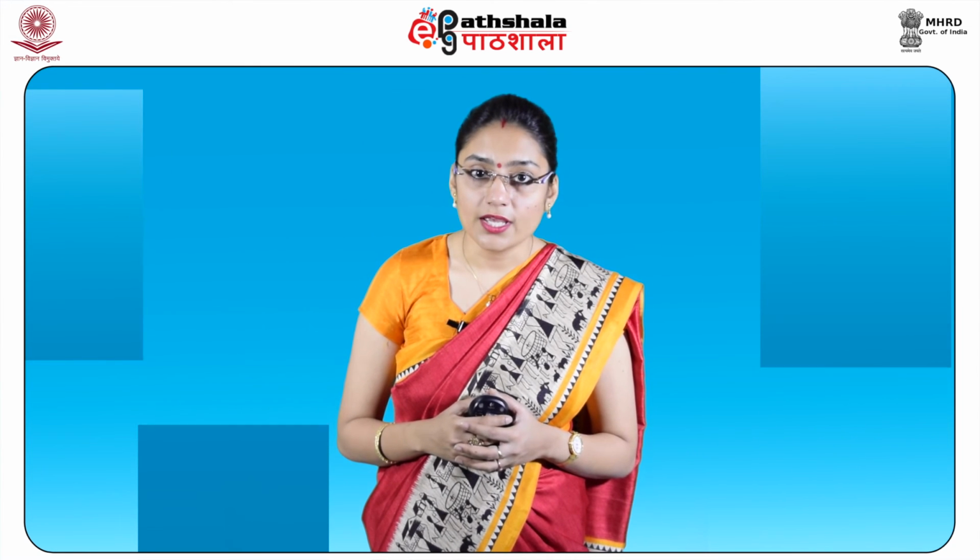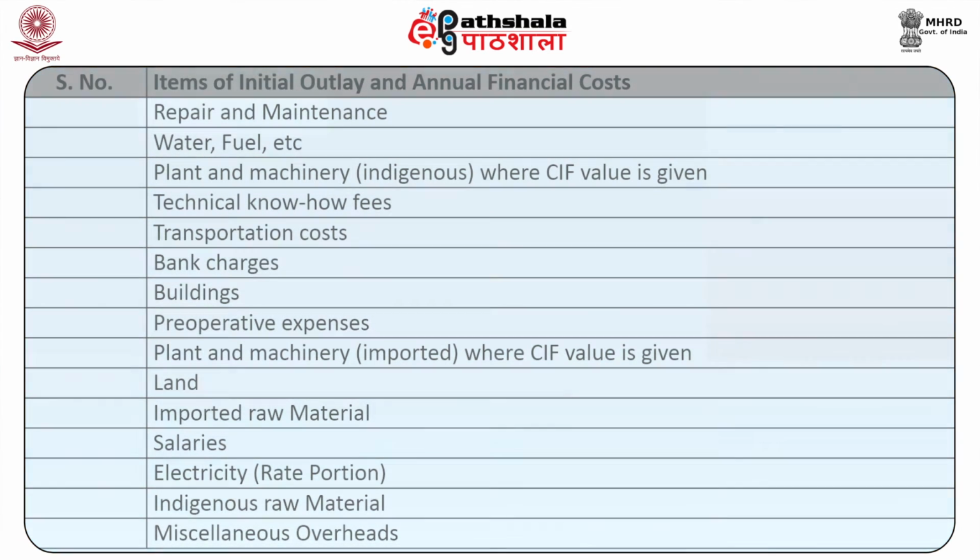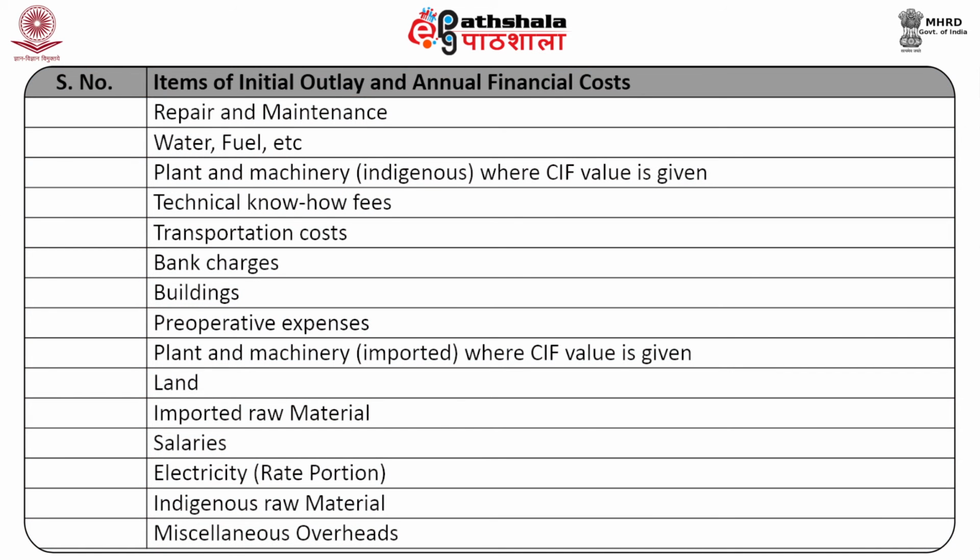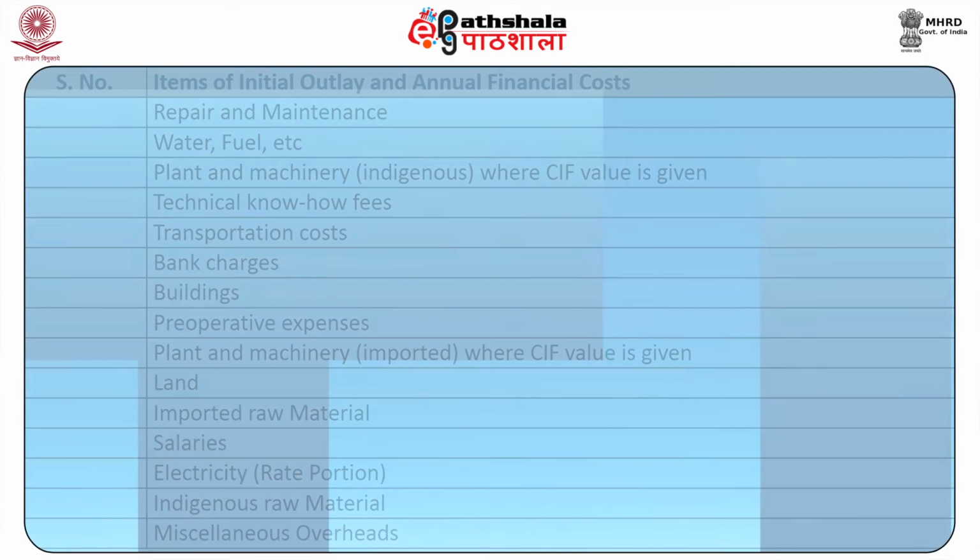Items of initial outlay and annual financial cost are given in the table as repair and maintenance, water, fuel, etc. Plant and machinery that is indigenous, where CIF value is given. Next are the technical know-how fees, transportation cost, bank charges, buildings, pre-operative expenses, plant and machinery again imported where CIF value is given, land, imported raw material, salaries, electricity, that is the rate portion, then indigenous raw material and miscellaneous overheads.